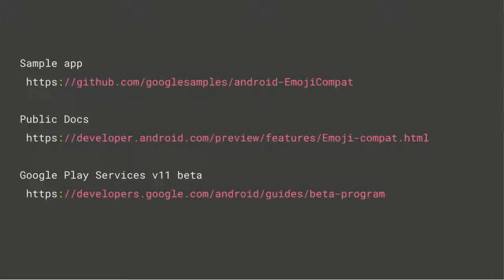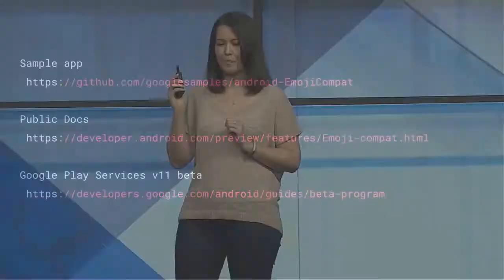Again, some links. We have a sample app. It's available on GitHub. We have public documentation on how to use this. And because if you use the downloaded configuration, you are using downloadable fonts, it has the same caveat. We need Google Play Services v11 beta. So please sign up to the beta to play around with that. This is available to everyone, APIs 19 and above.